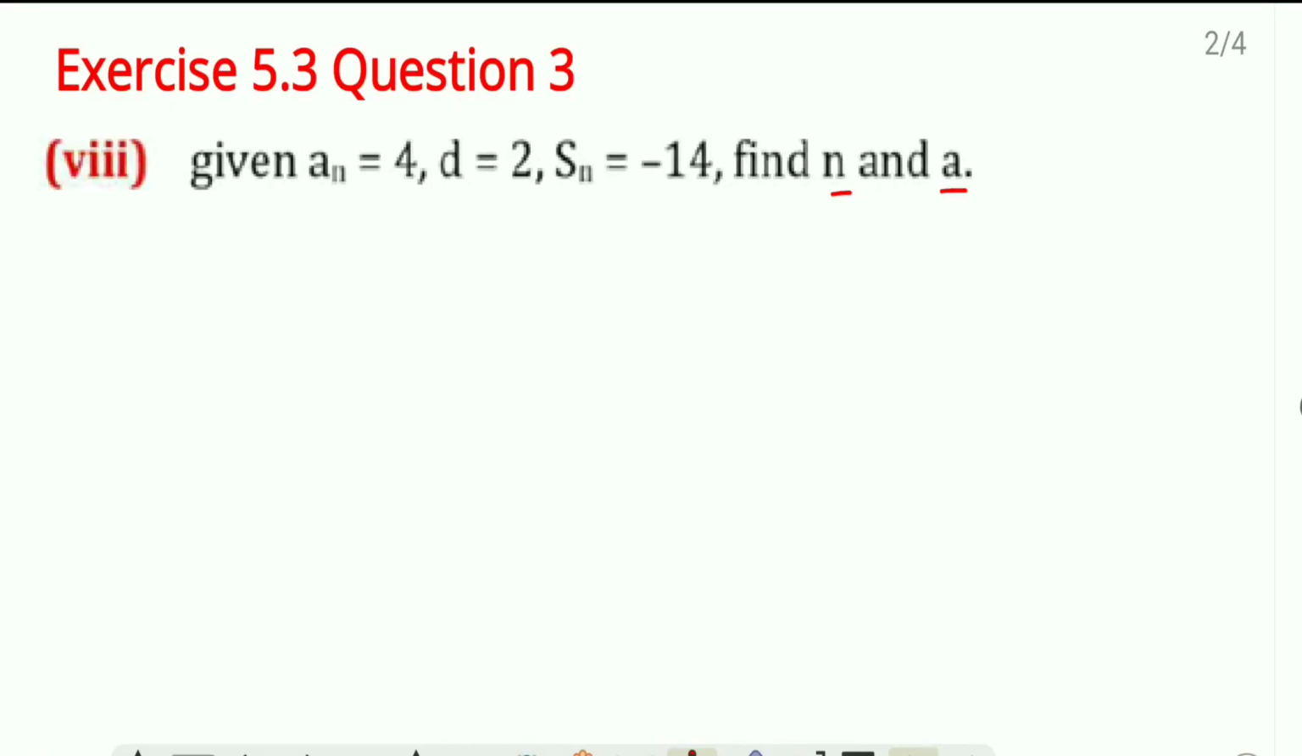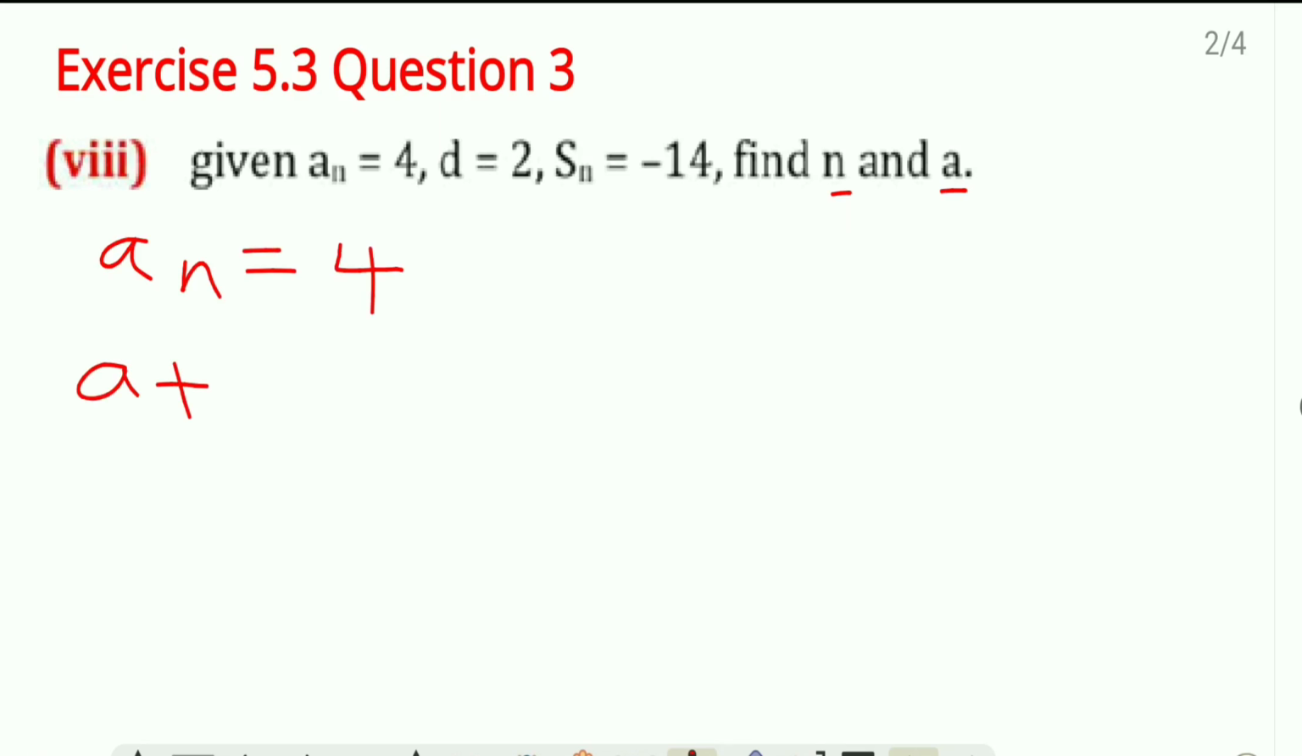Hello everyone, this is exercise 5.3, question number 3, 8th sub question. They have given us the nth term, the common difference and the sum of n terms. We need to find out n and the first term, right? As they have given us the nth term, I'll write down here nth term which is equal to 4.